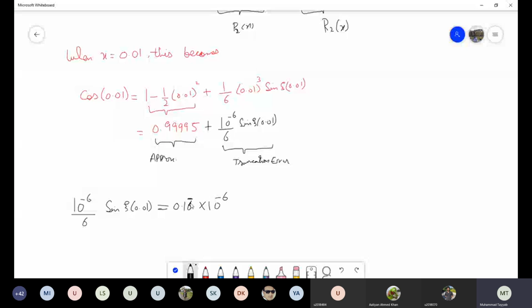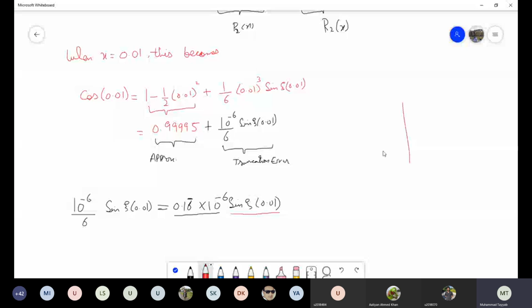This bar on the 6 is used to indicate the digits repeated indefinitely. This is just a representation. Of course, this will be multiplied by sine of xi 0.01. Although we have no way of determining sine of xi 0.01, we all know that all values of sine will lie between -1 and +1.